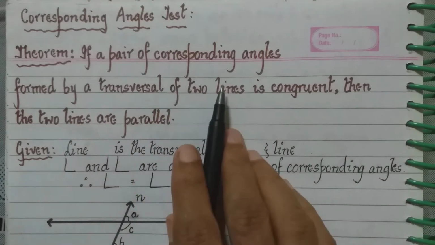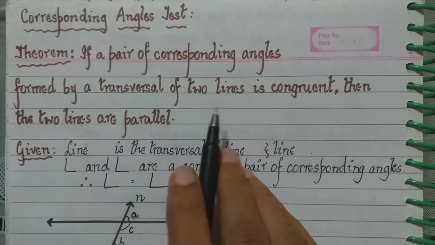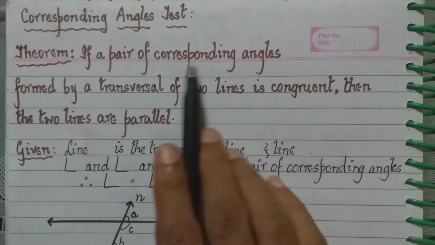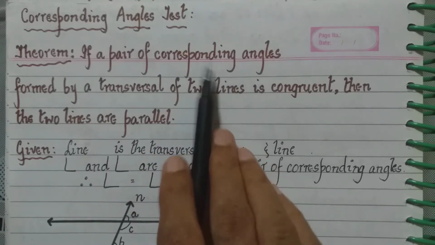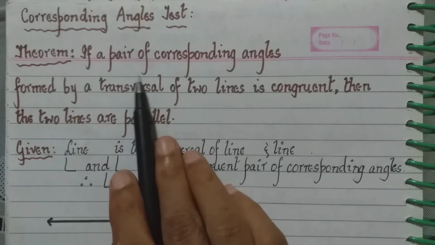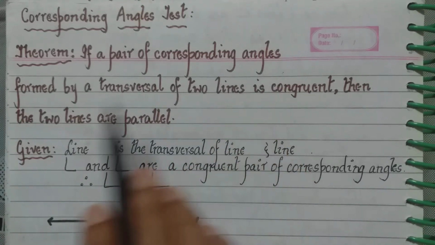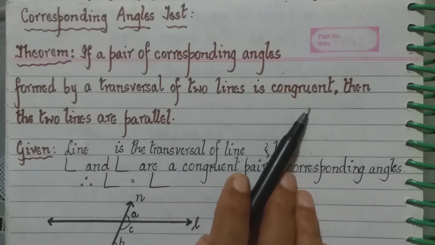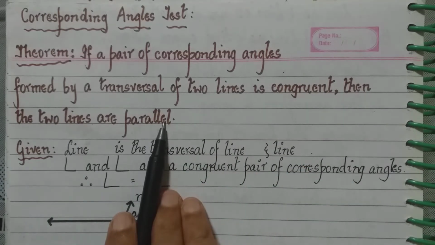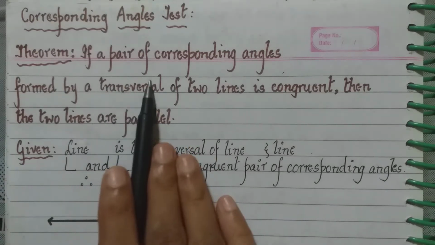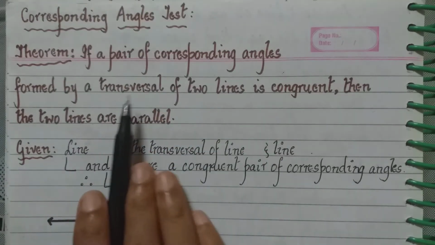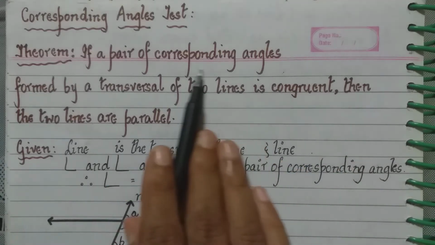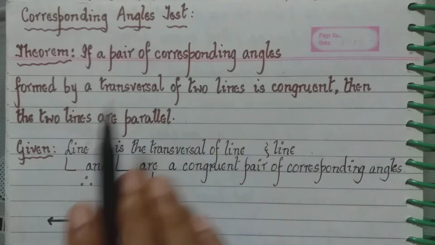Now let us see the corresponding angles test. It is very similar to the alternate angles test. Even the theorem is similar, where we have corresponding angles here. There it is alternate angles. So here, if a pair of corresponding angles formed by a transversal of two lines is congruent, then the two lines are parallel. In alternate angles we said if a pair of alternate angles formed by a transversal of two lines is congruent, then the two lines are parallel. So the only difference is the word here.